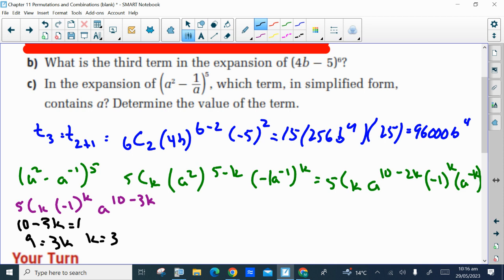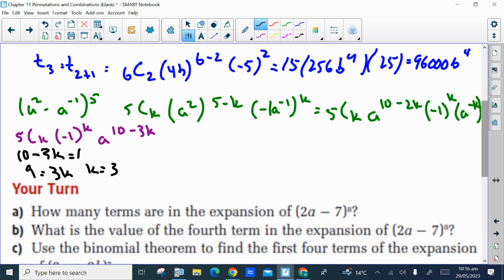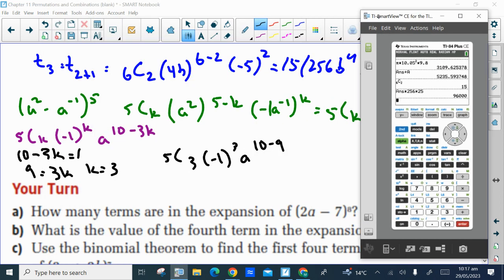So now we've determined what the value of k must be, so that when we simplify this term, we'll get the term that is a to the 1. Now we can find out what that is by letting k equal 3 in the final expression that we wrote when we simplified. It'll be 5c3 times negative 1 to the 3 times a to the 10 minus 3 times 3, which is 9. Again, that gives us a to the 1, which is what we were looking for. But we also have to figure out what 5c3 is.